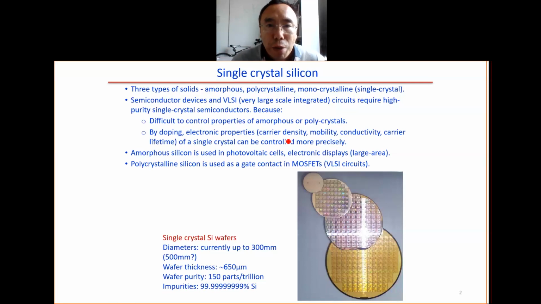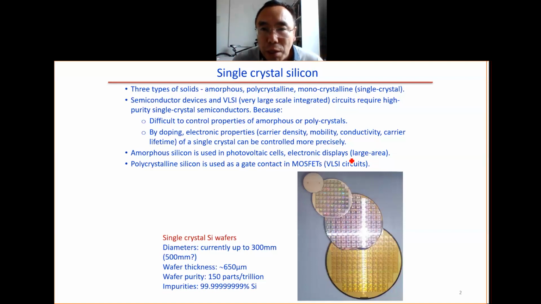For example, by doping, we can control the electronic properties of the single crystal material better than amorphous or polycrystal silicon. Amorphous silicon is used for solar cells, but not very high. Solar cells still mainly use single crystal material. Some solar cells, maybe 10% of the market, use amorphous silicon, and also for displays.